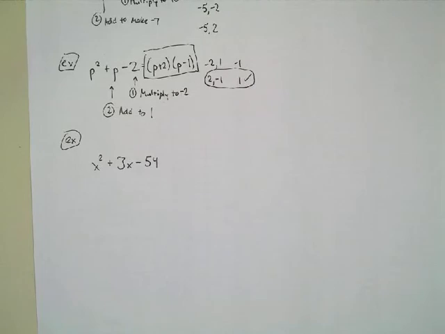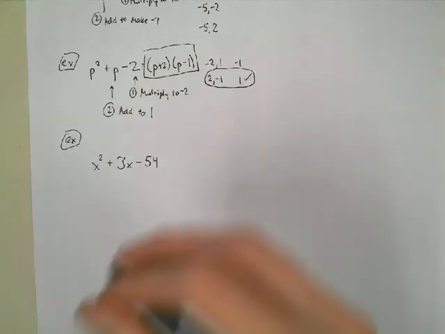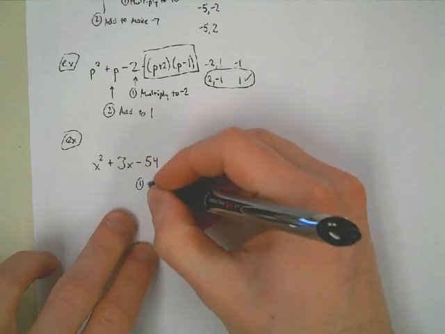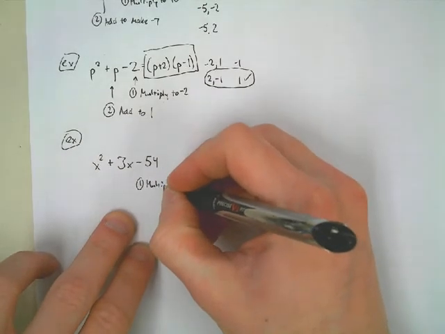Okay, the same principles still apply. So, Derek, we're trying to find two numbers that multiply to what? 54. Yes, be careful. Actually, we do want it to be negative 54 there. And then add to what, Derek? Three. Three is right.